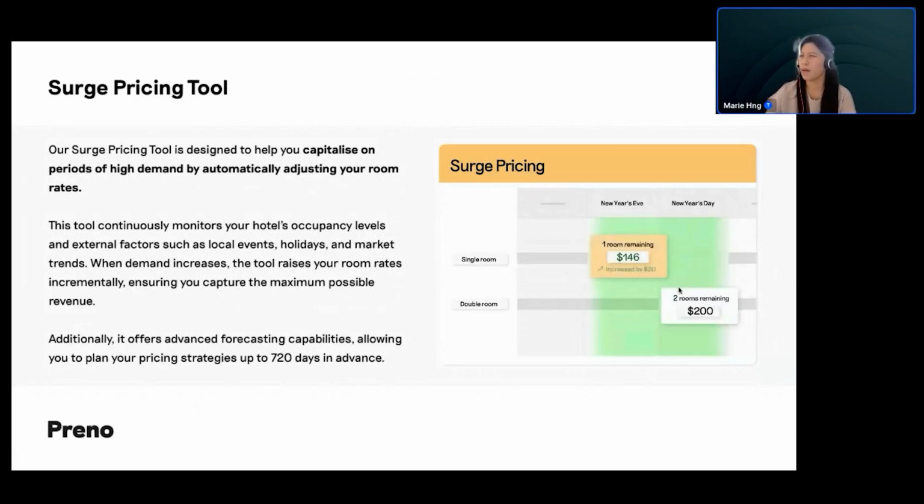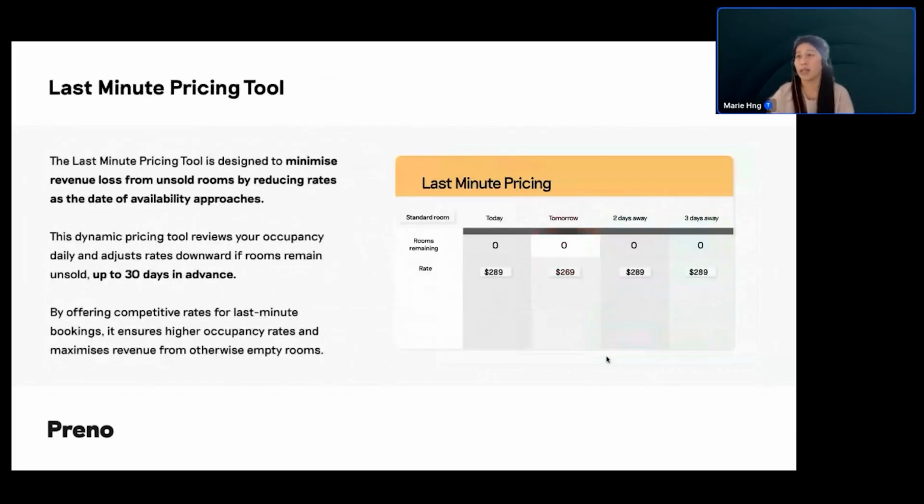Now, the other tool that we have is our last minute pricing tool. This works in opposite, essentially, from the surge pricing tool. What it does is it's looking at reducing your rates to try and improve your occupancy for the rooms that would usually be sitting empty, right? Ideally, we don't want rooms to be sitting empty. So hopefully by reducing the price as you come closer to check-in date, you get to pick up these last-minute bookings and improve your occupancy.